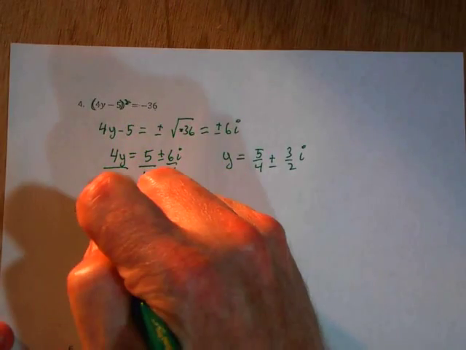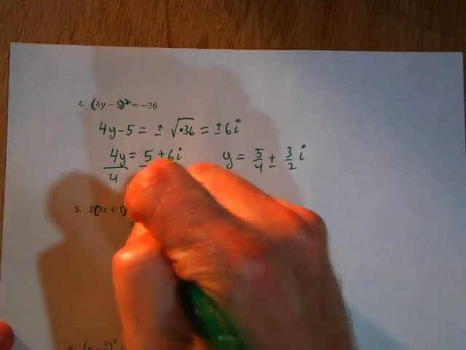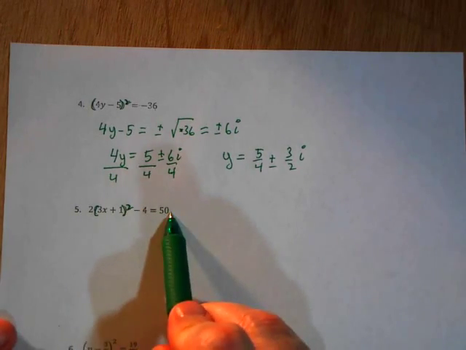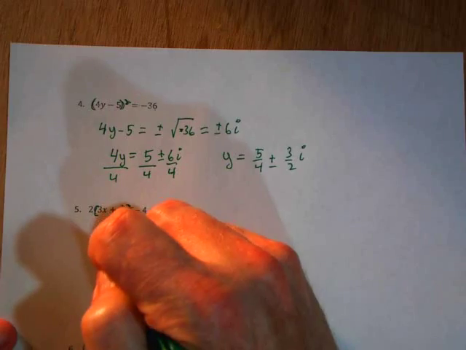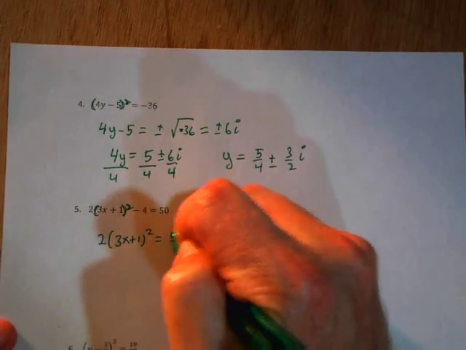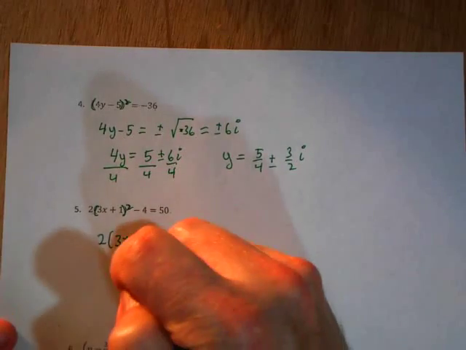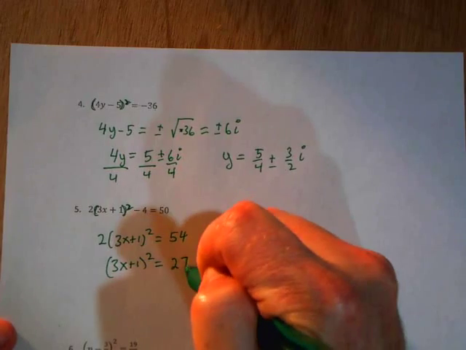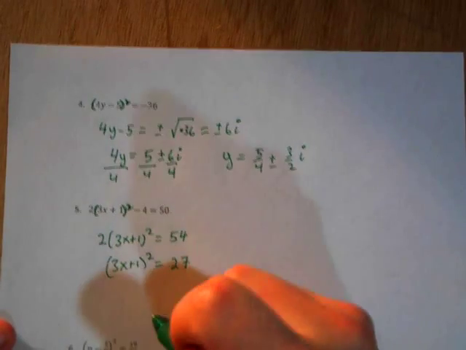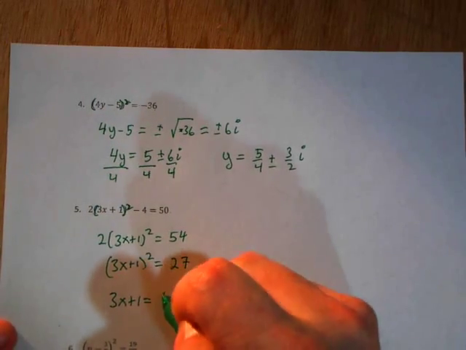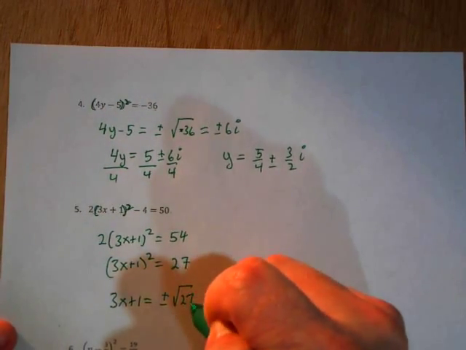Alright, again, here's our thing that's being squared. It's not alone, so I got to get it alone, which means we have to add the 4 and then divide by the 2. So 2 times (3x plus 1) squared equals 54. (3x plus 1) squared equals, 54 divided by 2 is 27. Which means 3x plus 1 is plus or minus square root of 27.